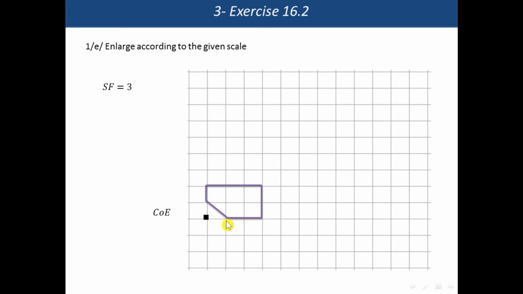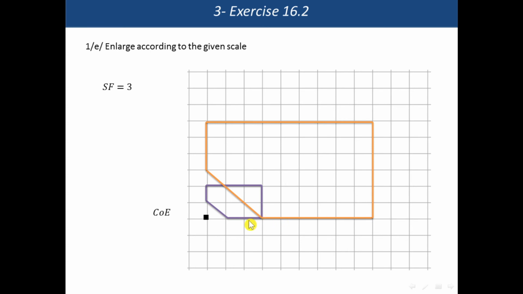I take this point here now. This point, how much is far from center of enlargement? 1. Okay, how much scale I have? 3. So 1 times 3, how much? 3. So I go 3 squares away from center of enlargement. 1, 2, 3. From this point, I start to draw my enlargement image, okay, from this point.